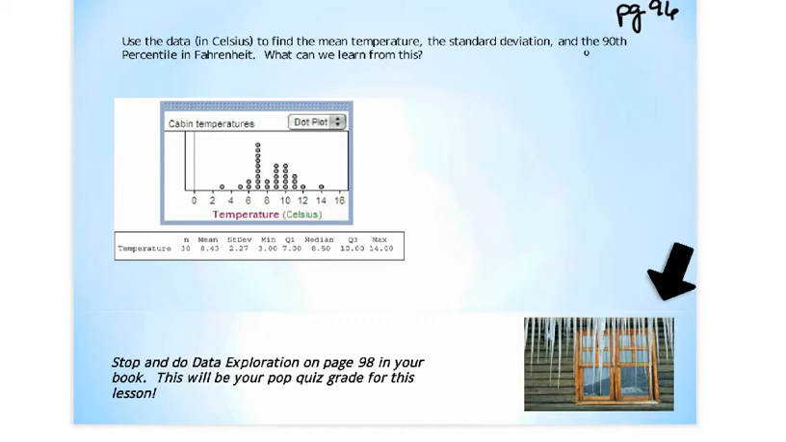Well, the first thing we have to know is how do we convert? So many of you already know this, but Fahrenheit is equal to 9/5 times the Celsius plus 32.